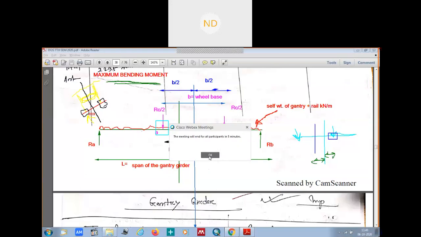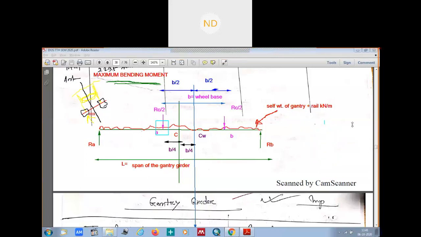Next, okay, fine, we have 5 minutes. Okay, someone has given a comment. Solomon: Ma'am, so the maximum bending moment should always be on the wheel closer to the CG of the gantry girder.